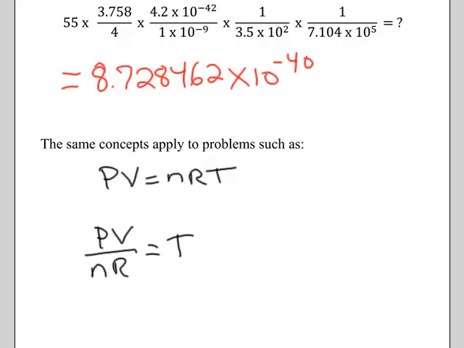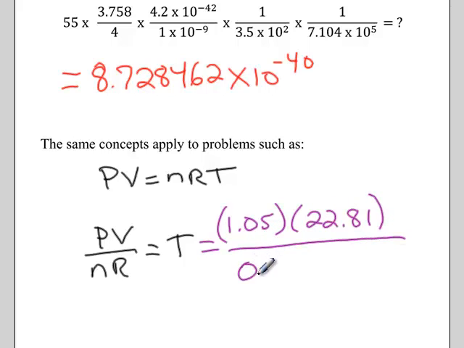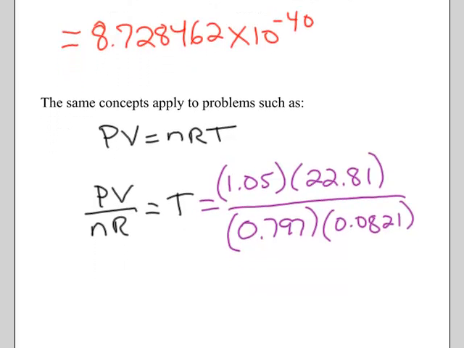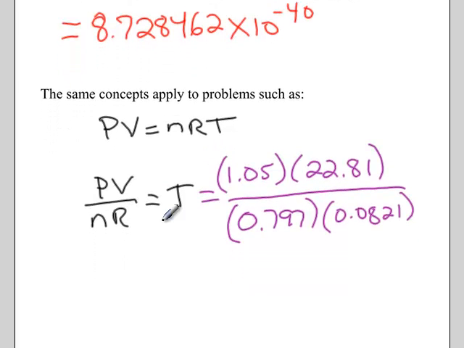Then you'll be plugging in numbers. So let's say that the p is 1.05, v is 22.81, n is 0.797, and r is 0.0821. And when we do this later on, there'll be units with these numbers that will be important, but for now this is focusing on using your calculator correctly.